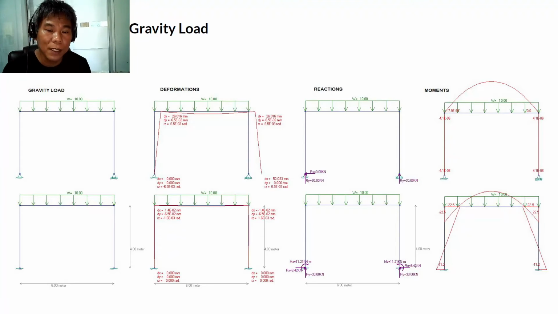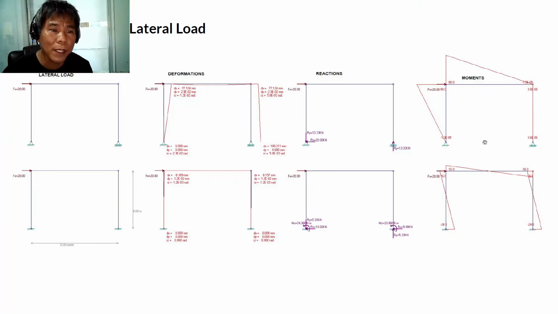So as you can see, the deformations, reactions, and the moments. Here, the moments are quite large under gravity load for the portal frame at midspan. It is not the same at the bottom. But at the bottom, the columns have bending moments also. At the top, none. But if you have to apply a lateral load, what will happen?